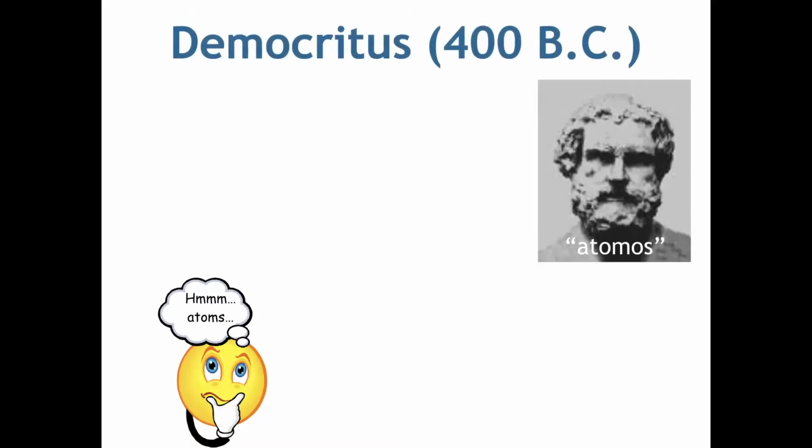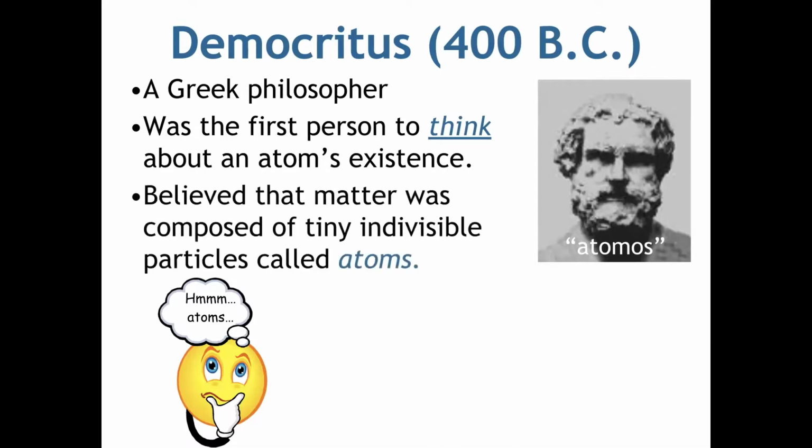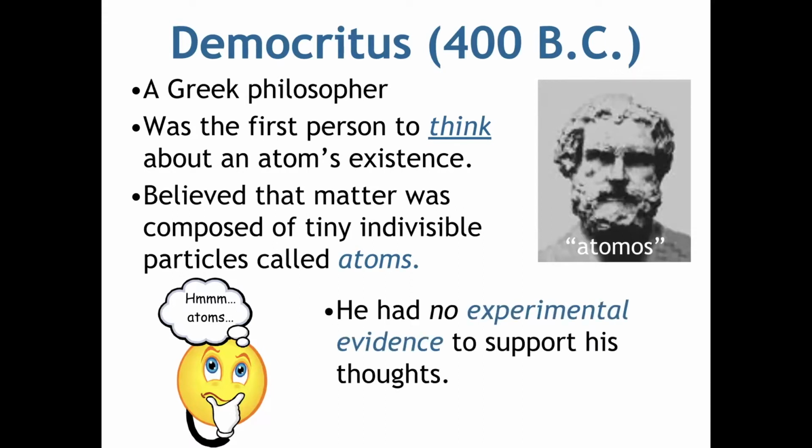Democritus, oh man, he came up with the first idea that everything was made up of matter, and you can see this is well over 2,000 years ago. He was a Greek philosopher. He was the first person to think about an atom's existence. He believed that matter was composed of tiny invisible particles called atoms. He had no experimental evidence to support his thoughts. So that's probably why back then they were called philosophers.